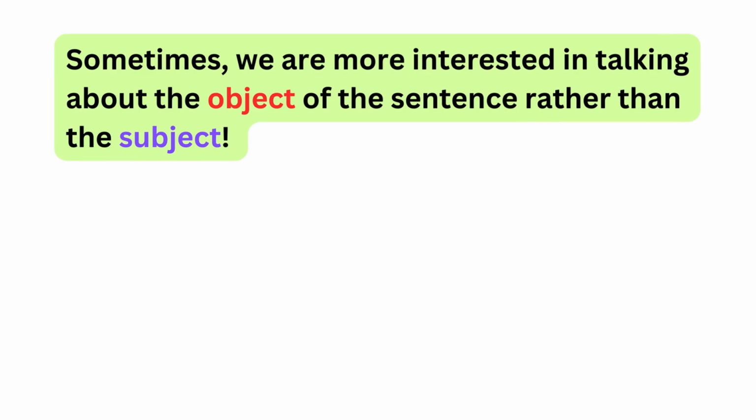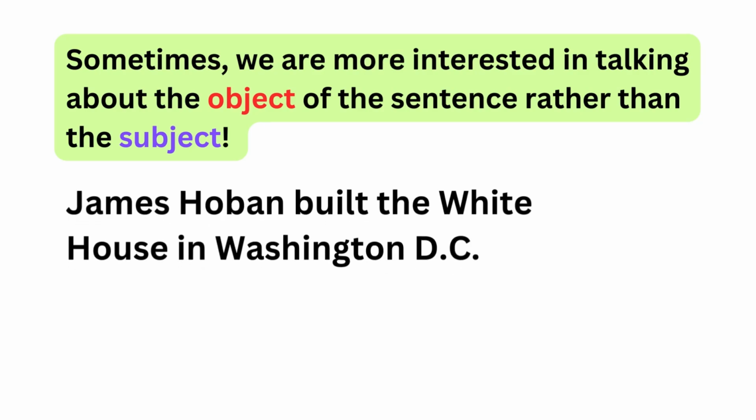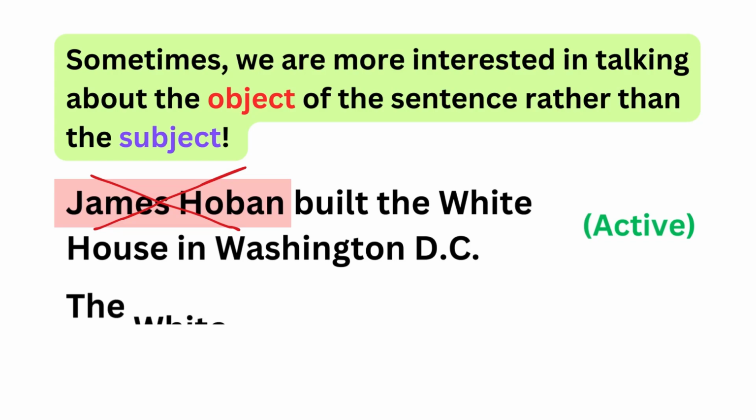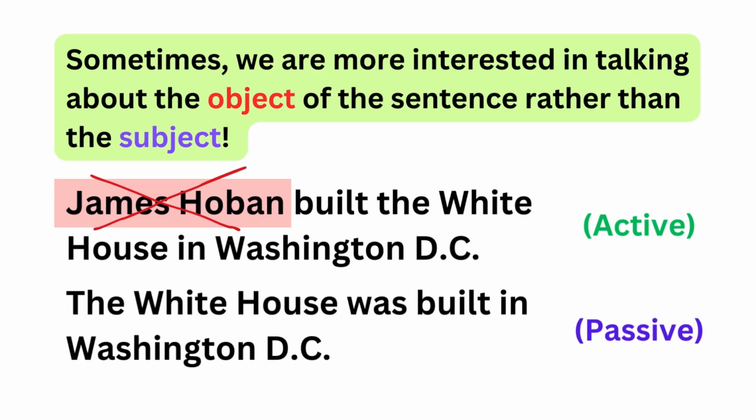Sometimes, we are more interested in talking about the object of the sentence rather than the subject. For example, James Hoban built the White House in Washington, D.C. Suppose, who built the White House is not the focus of our sentence. In this case, we use passive voice. The White House was built in Washington, D.C.